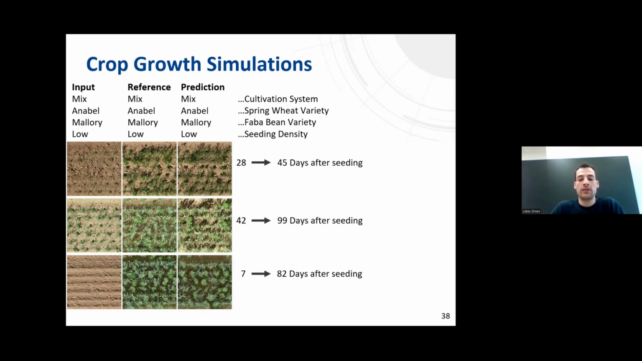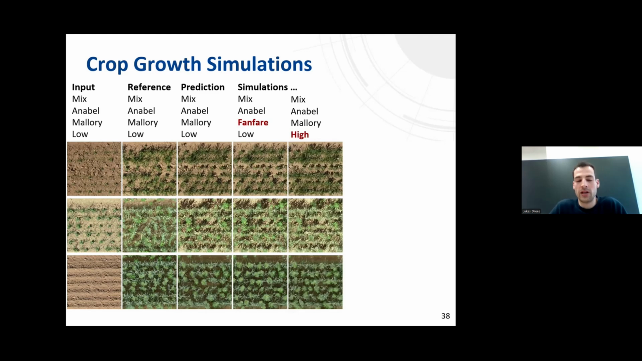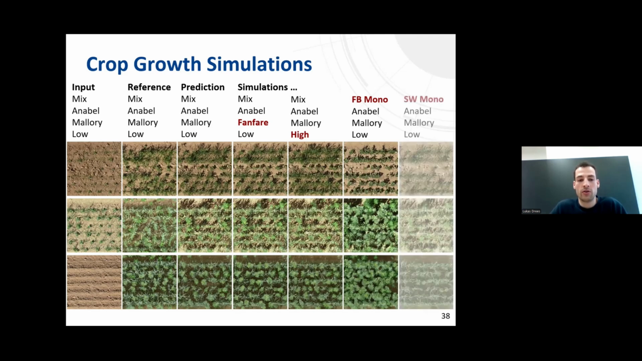But we can also simulate what changes if we would have planted, for example, fava bean type fanfare or planted in high density. And for example, what would have changed when we changed the cultivation system to fava bean monocultures or to spring wheat monocultures. Of course, some of these simulations are not really realistic, I would say, because it's not feasible to just change the cultivation system after seeding.